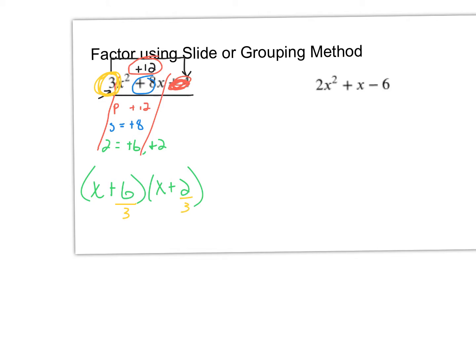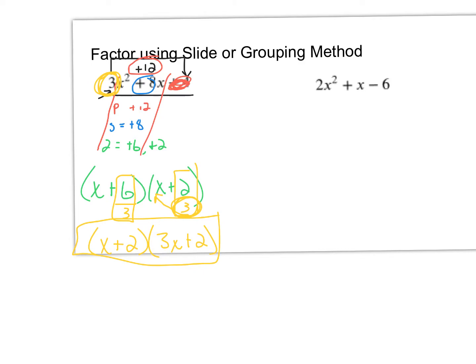When I do that, I'm going to be reducing these fractions right here. So you're going to have x plus 2. Now, try to reduce 2/3. You can't, so that means we take the 3 and scooch it in front of the x. So you're going to have 3x plus 2. And there's that one. So that's the slide method.